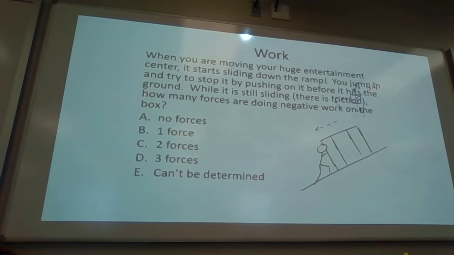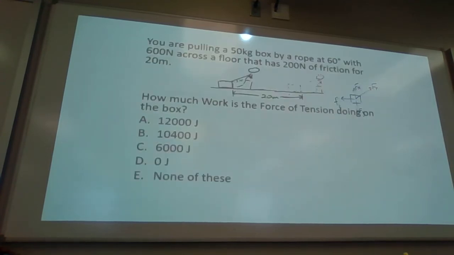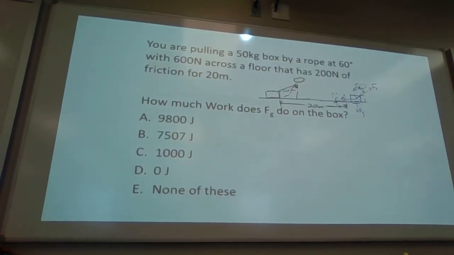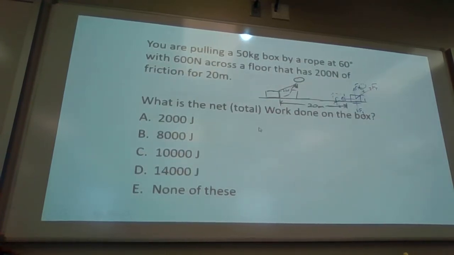So quick recap. Originally we said the force of tension is doing 6,000 joules of work. And then we came to the conclusion that friction is doing negative 4,000 joules of work. Gravity is doing none. So now, what is the net work or the total work done on the box? Figure it out.